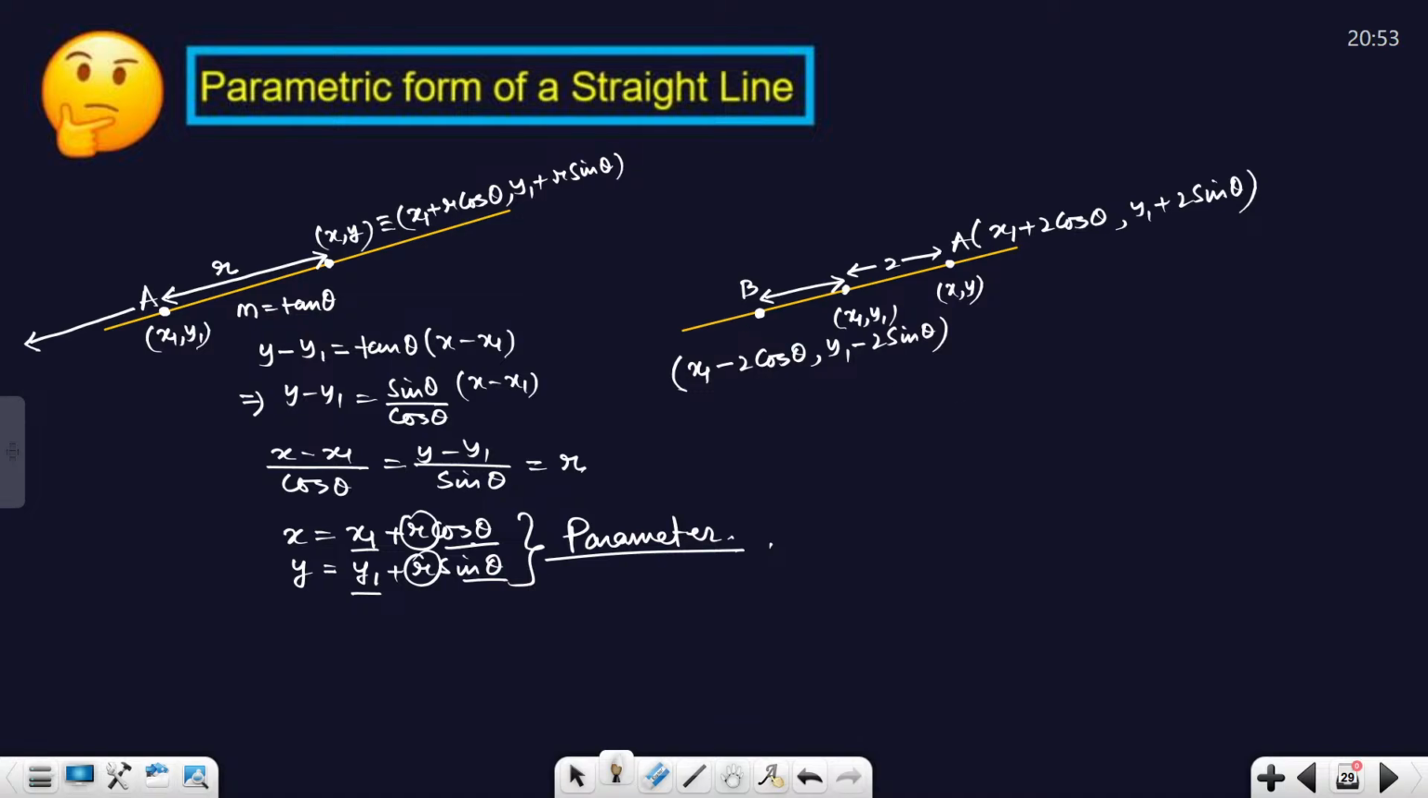That's it. So, whenever we are writing the parametric equation of a straight line, we must write that x is x1 plus minus r cos theta and y is y1 plus minus r sine theta. Remember this. Why plus minus are coming into the picture? I have explained. Okay? Is it clear? Is this clear to all?